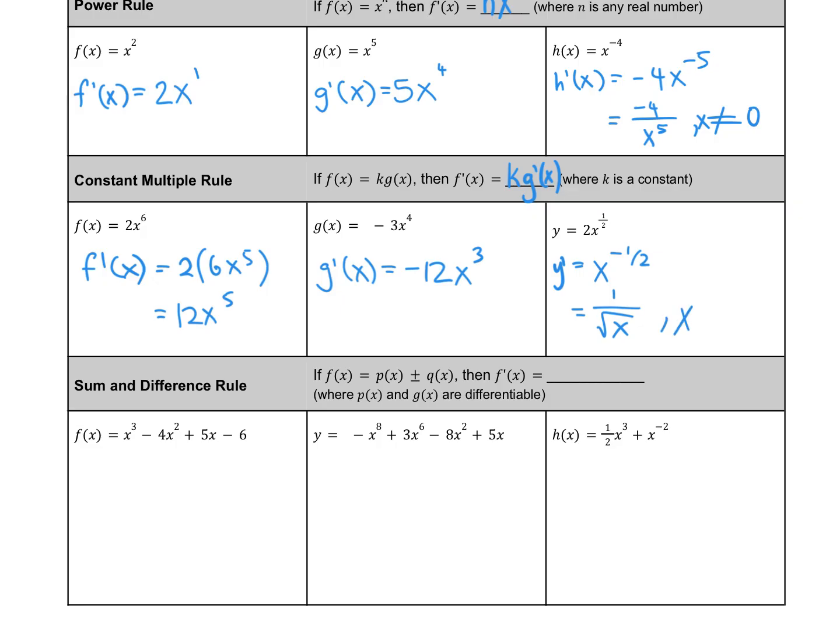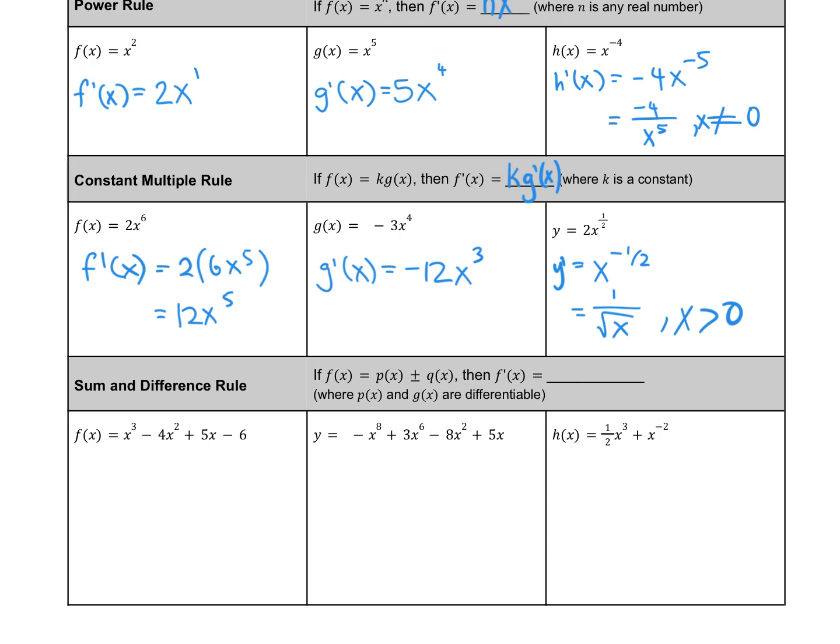And now again, I know I have a restriction here because my denominator can't be 0, meaning x cannot be 0. But also, I have a radical here and I can't take the square root of a negative number. So x also has to be greater than 0. Now, typically with a square root, I can square root a 0, but because it's in the denominator, I can't have a 0 in the denominator. So my restriction is that x must be greater than 0.